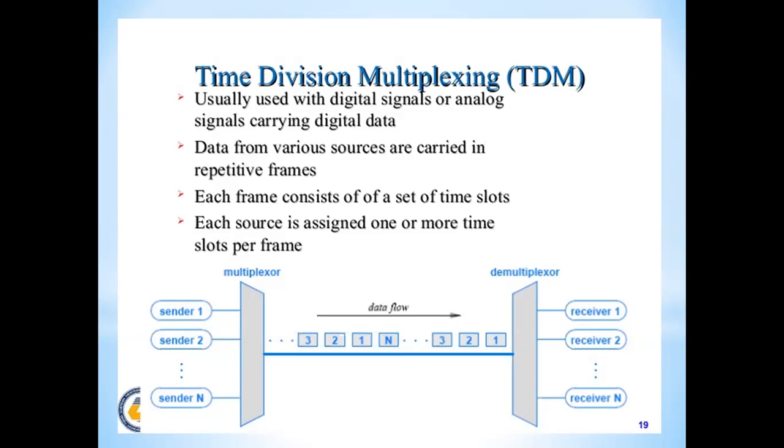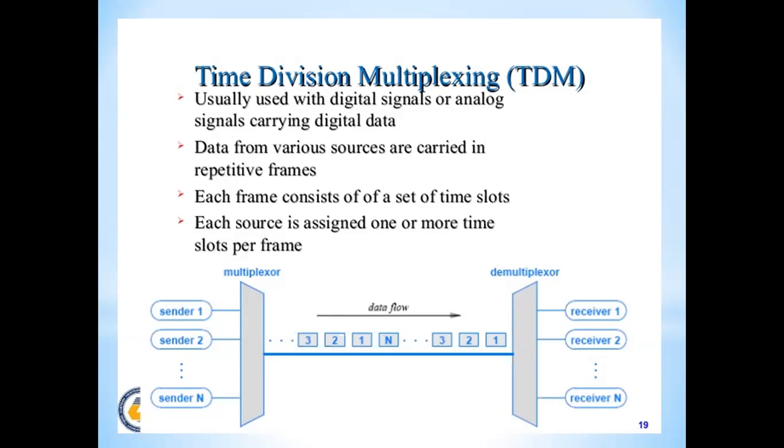Applications of TDM: multiplexing of digital signals, digital telephony, satellite communication, fiber optic communication, wireless applications. Advantages of TDM: the full available channel bandwidth can be utilized for each channel. Intermodulation distortion is absent. TDM circuitry is not very complex. The problem of crosstalk is not severe.